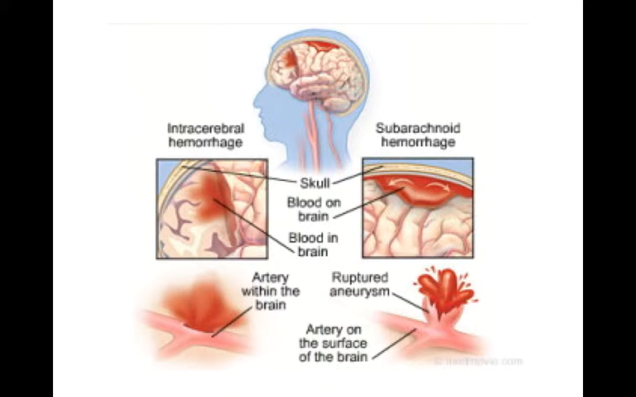Sorry, this image is a little bit blurry, but I just wanted to show you the two different types of hemorrhagic stroke. Intracerebral or intracranial hemorrhage is the one that you see on the left here. This is when an artery within the brain ruptures and causes bleeding. We'll talk about subarachnoid hemorrhage later. This is typically when an aneurysm, which is a weakened area of a blood vessel that balloons out, ruptures on the surface of the brain, causing bleeding there.